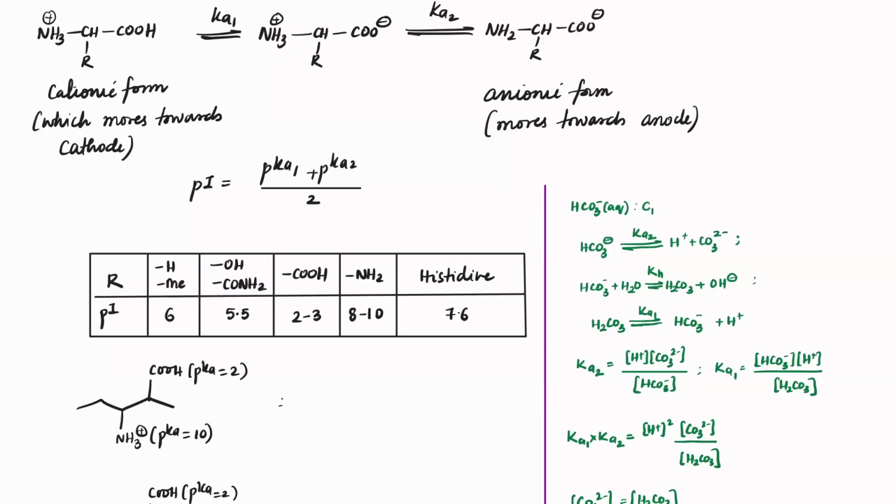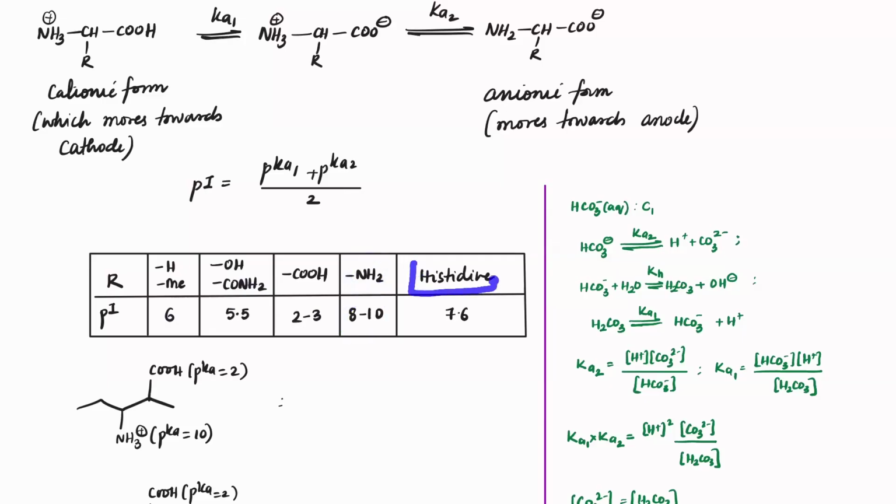If you have any of those CONH2 kind, asparagine, or glutamine, if you take those cases, their pI value is close to somewhere 5.5. And by chance, if there is at least one extra acid group present, the pI value will drastically change to 2 or 3. And if you have NH2, it will drastically change toward 8 to 10.